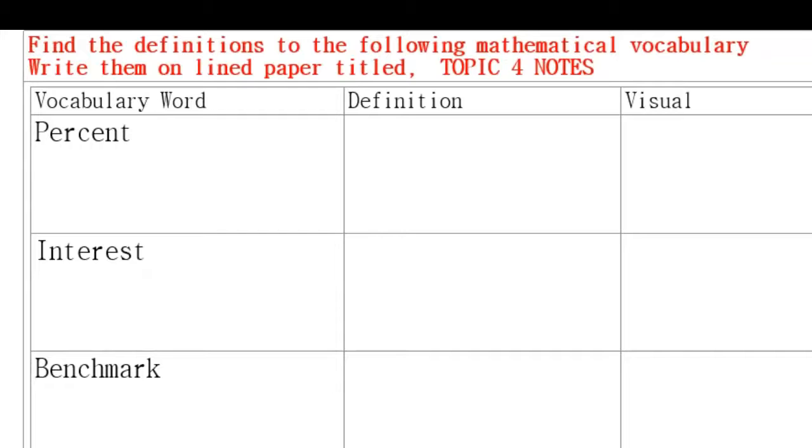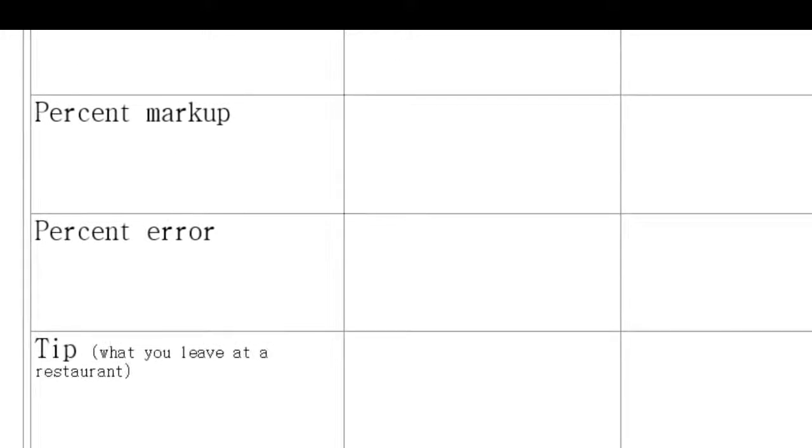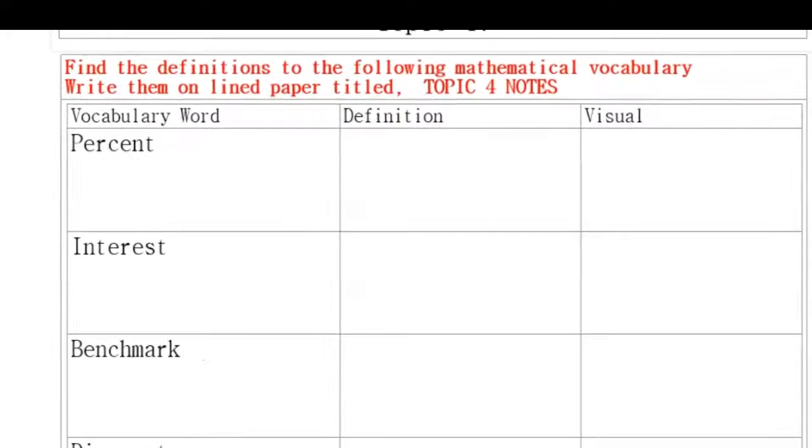So for your percent, that will be your first, all the way down to your compared interest. Those will be the words that we'll be focusing on today. So go ahead and pause this video, write down these definitions, and start making your charts. And then when you're ready, come back and we'll go ahead and get started.